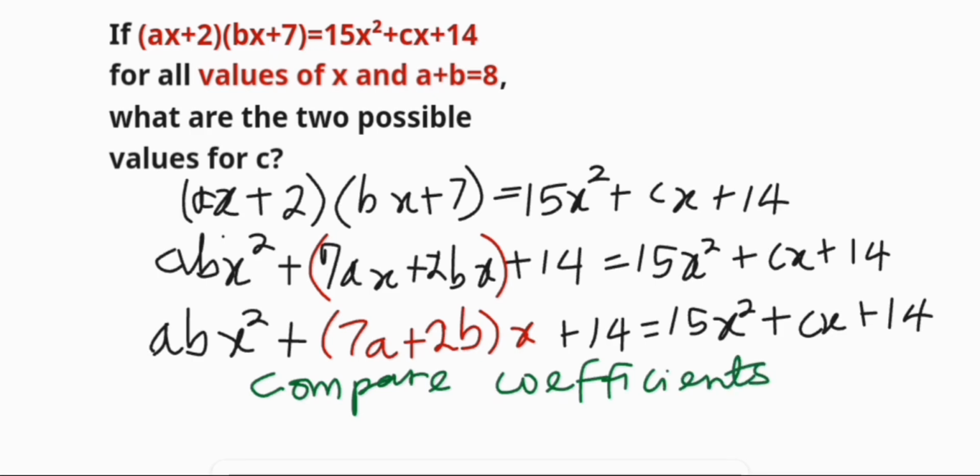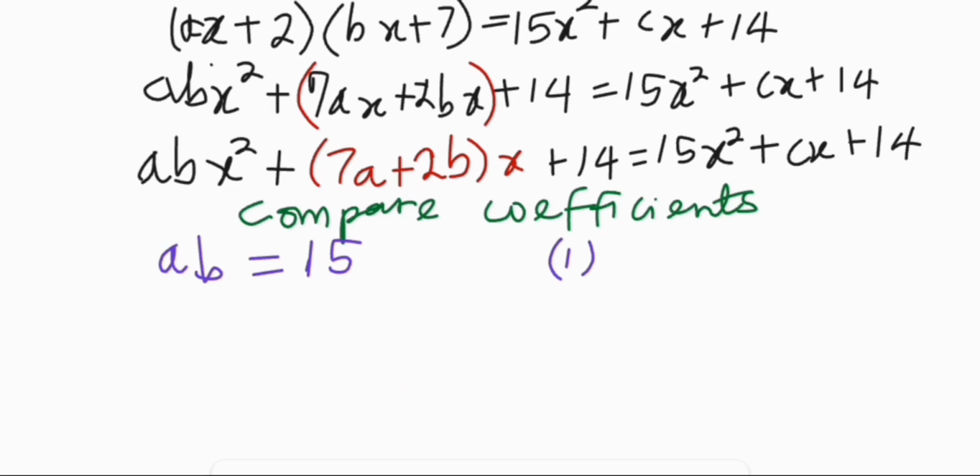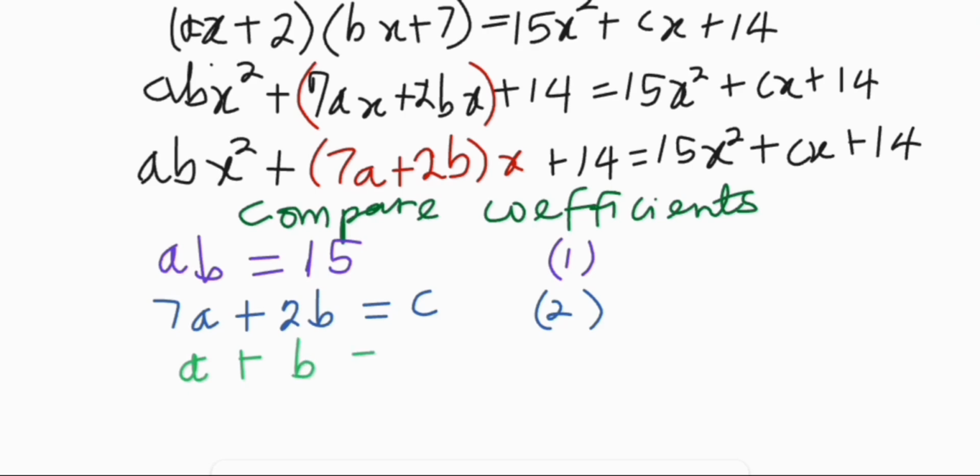When we do, the coefficient of x squared on the left is ab, that's equal to 15 on the right. We're going to call that equation 1. The coefficient of x on the left is 7a plus 2b. This is compared to c, the coefficient of x on the right, as equation 2. And that equation 3 comes from the problem itself, where we were given that a plus b is 8.